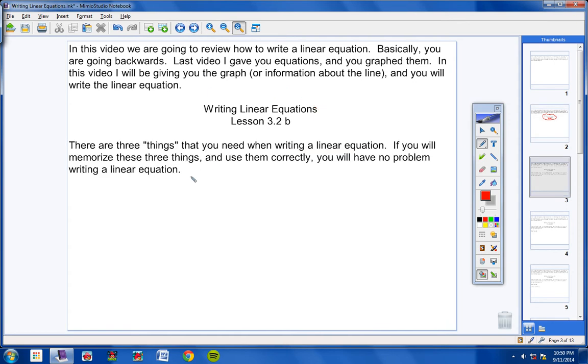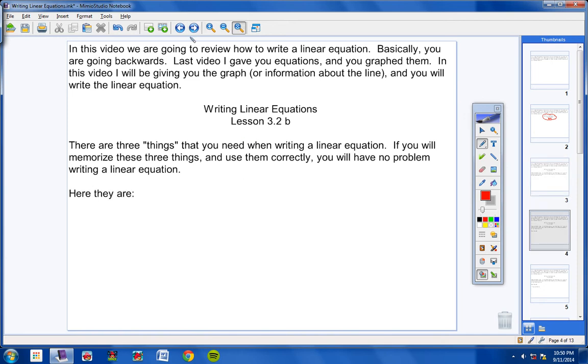Now, there are three things that you need when writing a linear equation. If you will memorize these three things and use them correctly, you will have no problem writing a linear equation. Let me say that again. There are three things that you need. If you will learn these and use them, you will have no problem. So from now on, when you're asked to write a linear equation, remember these three things.